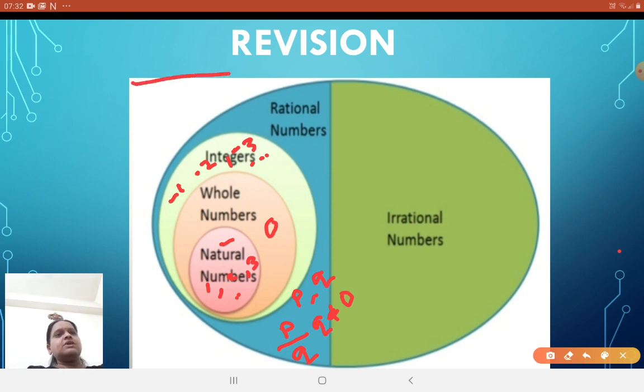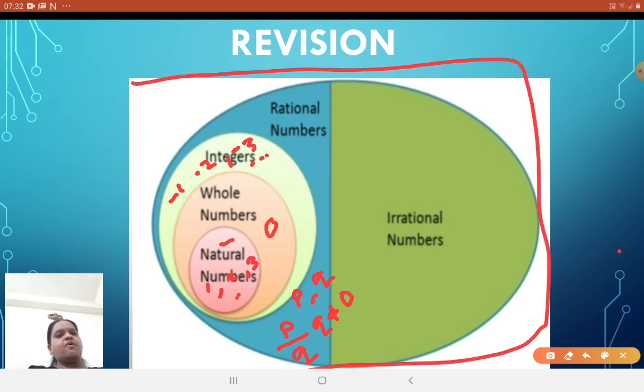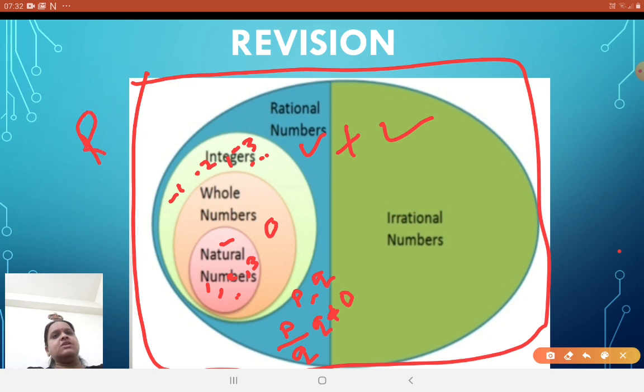But what can we say about this whole group of numbers? Yes, that means rational plus irrational. The whole group of numbers is called real numbers. So all rational numbers plus irrational numbers are nothing but real numbers.